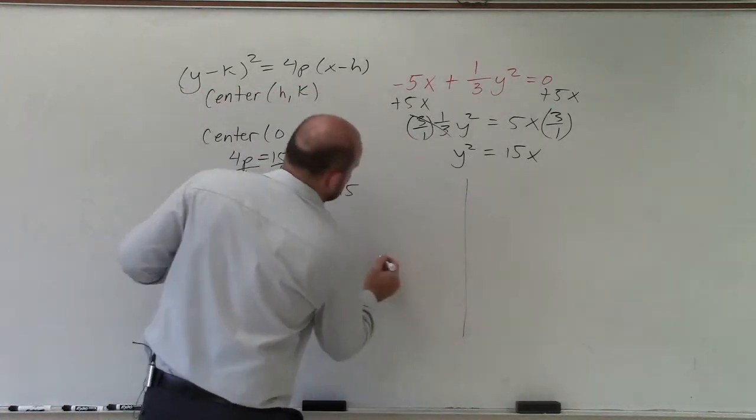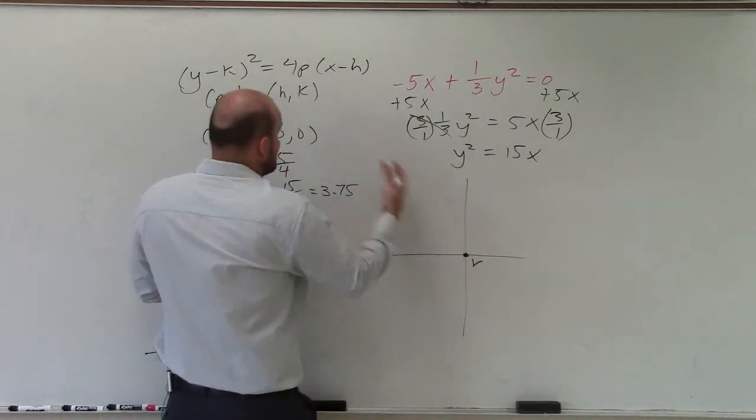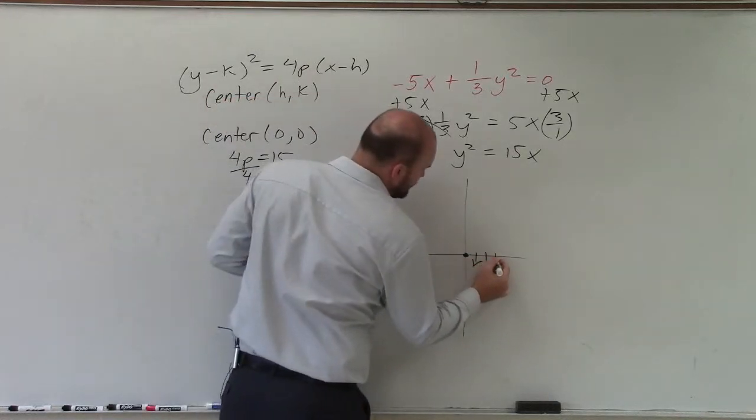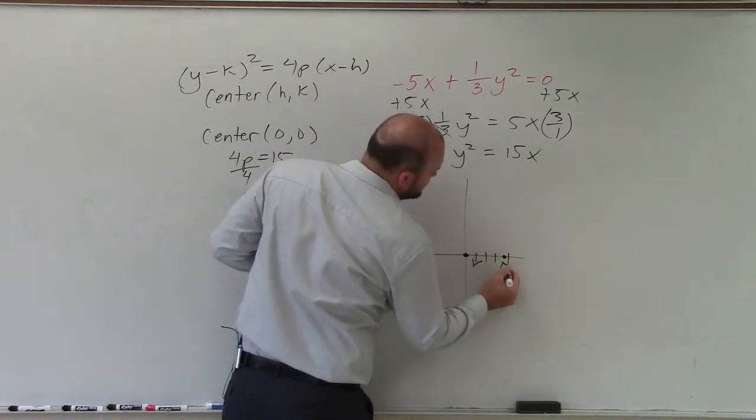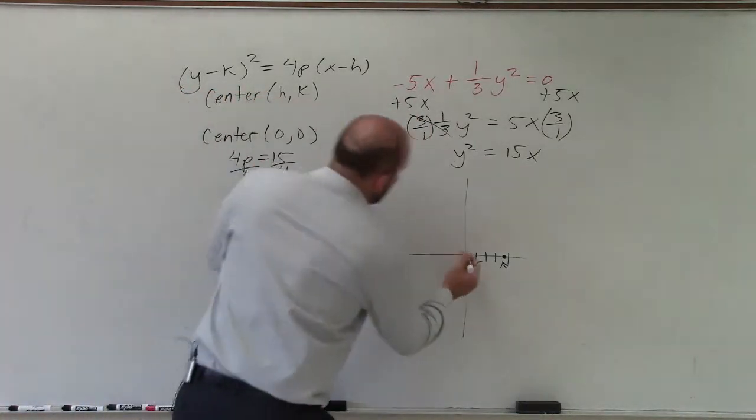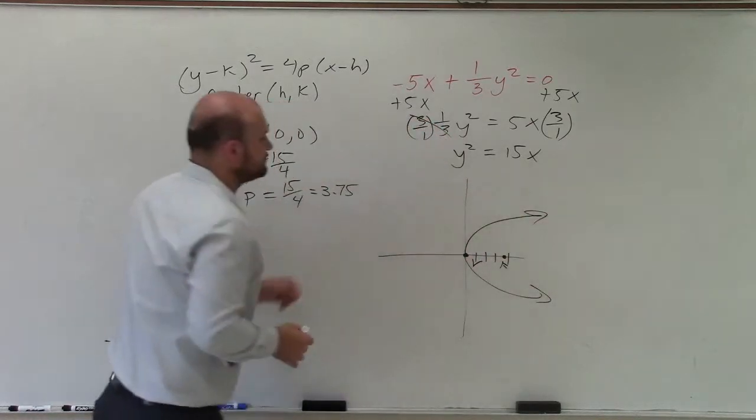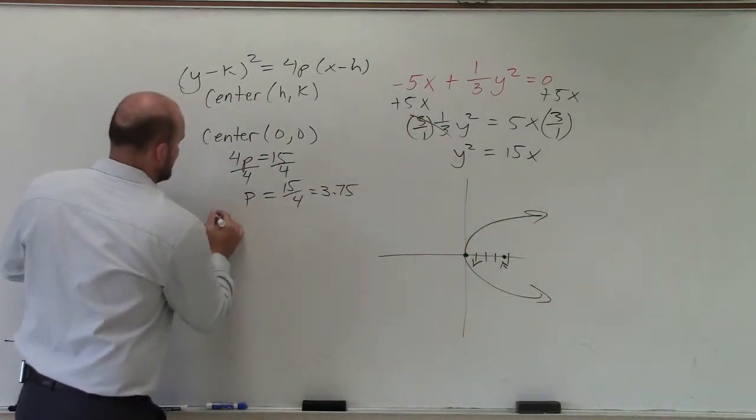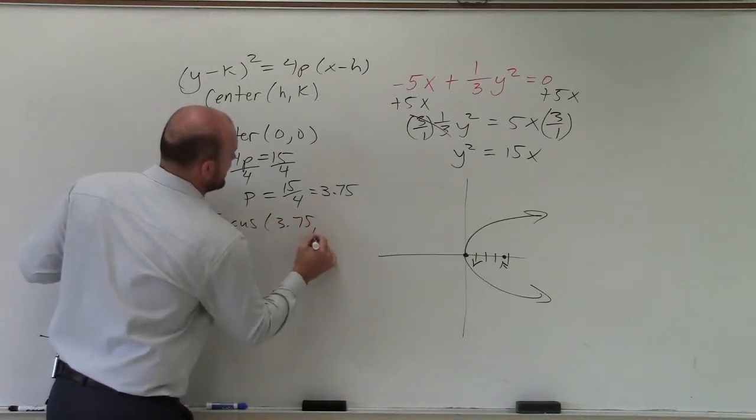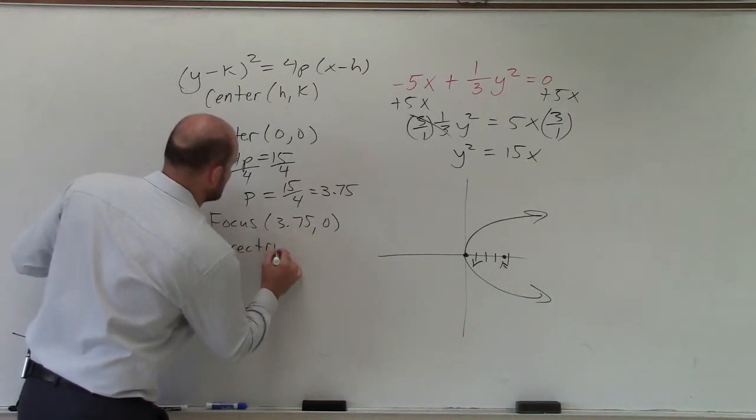So let's go ahead and draw our vertex, which is at 0, 0. And again, remember, since y is squared, it opens left to right. Since p is positive, I'm going to go over 1, 2, 3, 3.75, which is the focus. Well, since the focus is to the right of the vertex, my parabola has to open up to the right. So therefore, I can say the focus is at 3.75, 0.